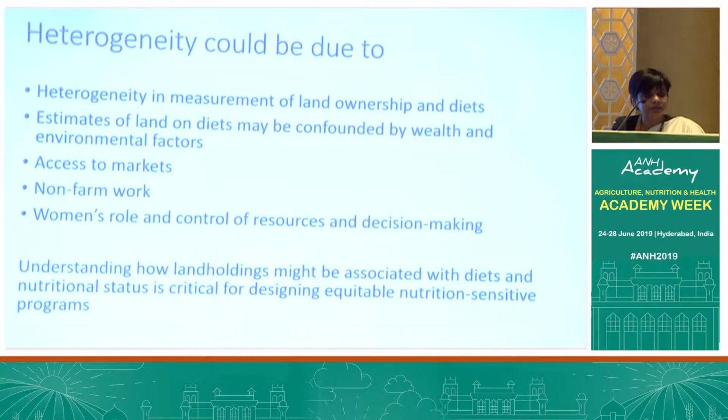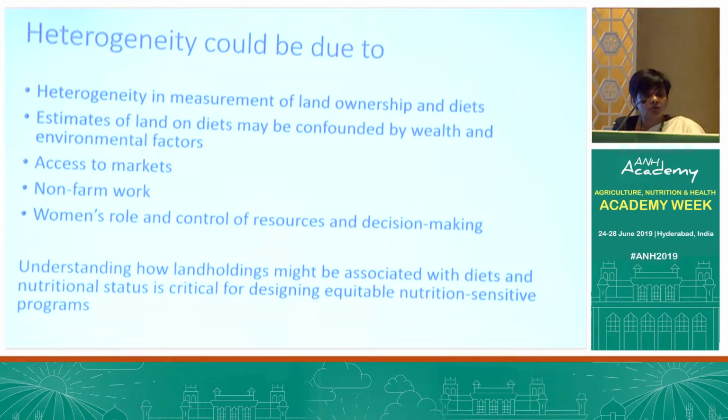Why is that? It could be because of heterogeneity in how land is measured, how dietary diversity or diet quality, or any kind of nutrition outcome, is measured, based on study objectives. Of course, both diets and land are prone to measurement error. Estimates of land on diets may be confounded by wealth and how wealth is measured, and also by several environmental factors. For example, you may own a large quantity of marginal land on which productivity could be very low, because the soil quality may be low.